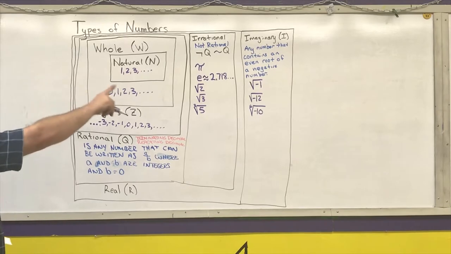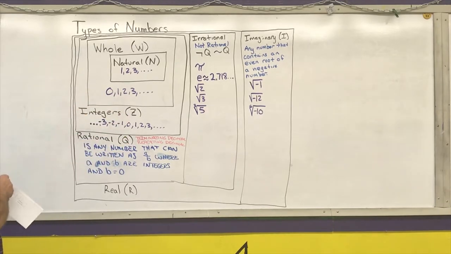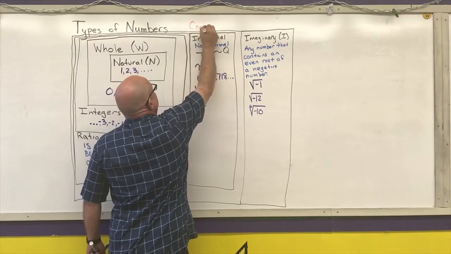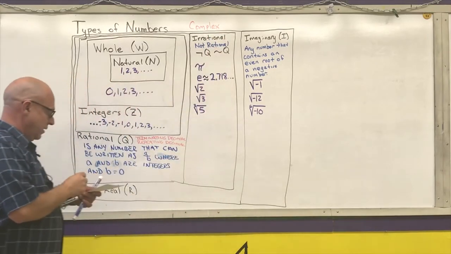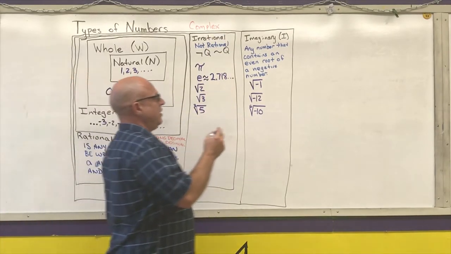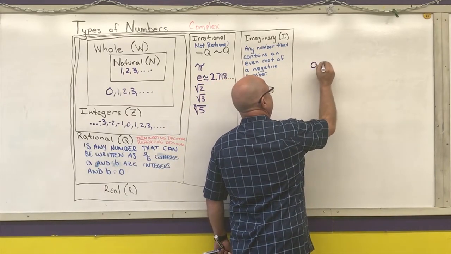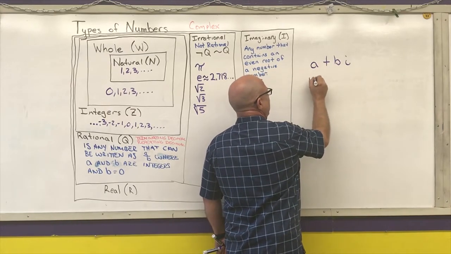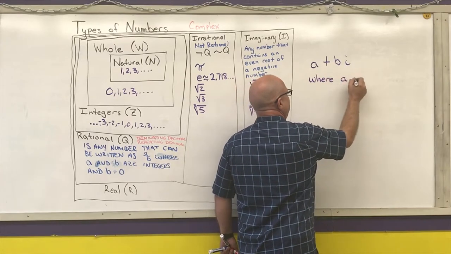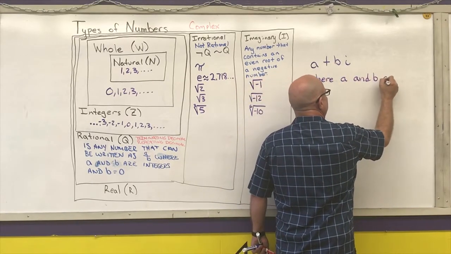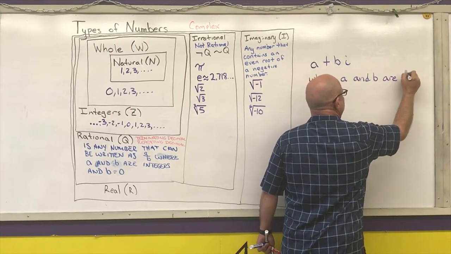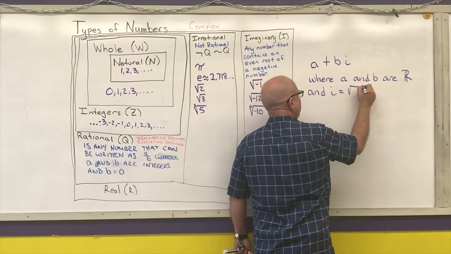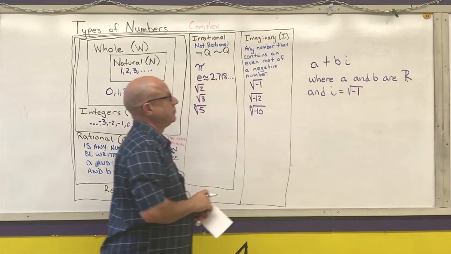This entire number system is called our complex number system. And a complex number is any number that can be written as a plus bi, where a and b are real and i is equal to the square root of negative 1.